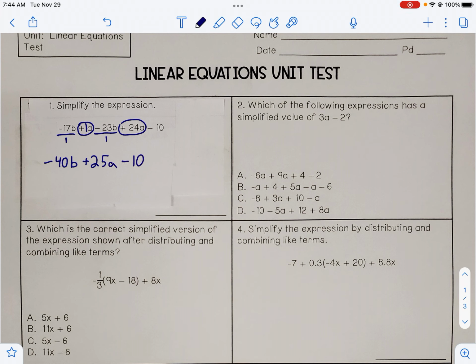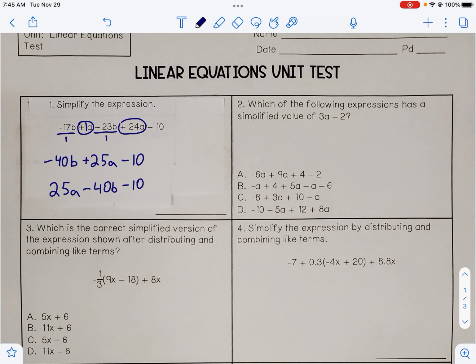Negative 10 has no like terms. You can write your answer that way, or you can write it in alphabetical order: 25a minus 40b minus 10. Either of these two answers is correct.